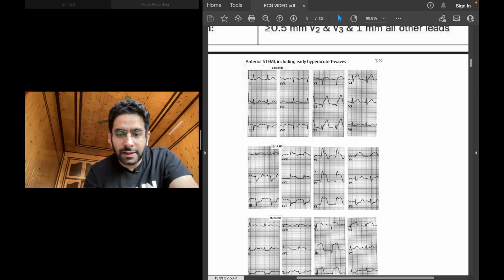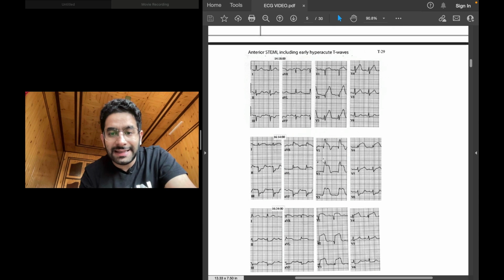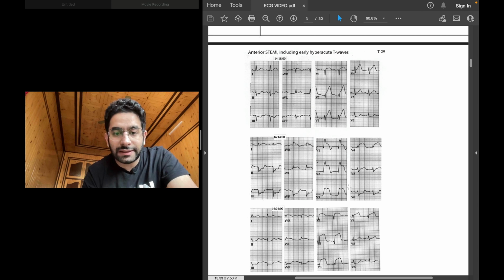And look at this ECG at 2 hours later. So what has happened, ST segment is clearly up, there is T wave inversion as well. So this hyperacute T wave has evolved into clear-cut ST elevation in the anterior leads. Again, V1 to V4 clear-cut ST elevation.